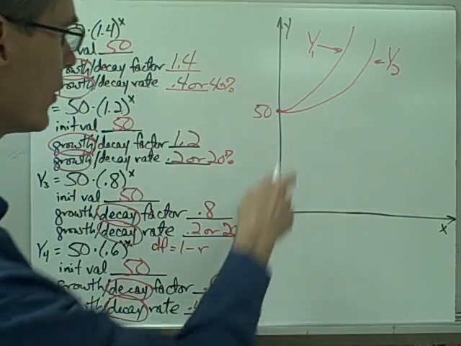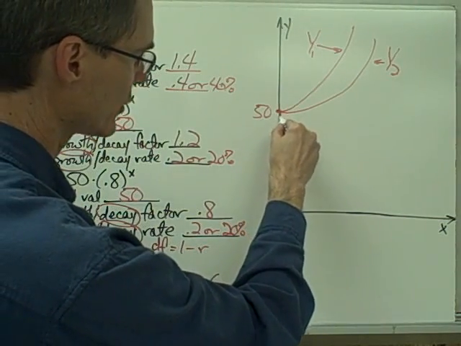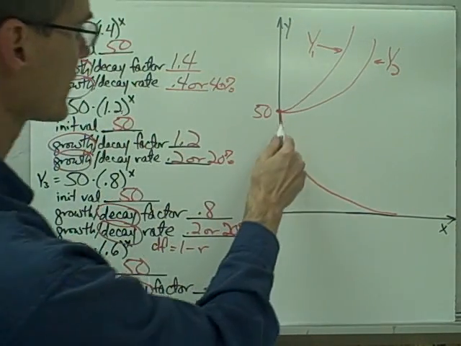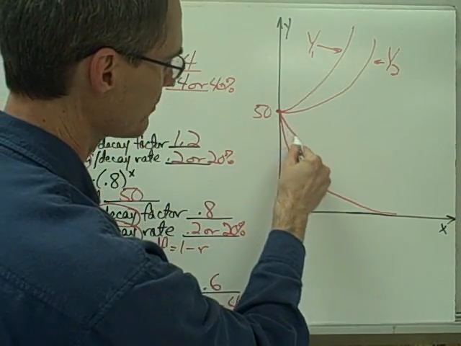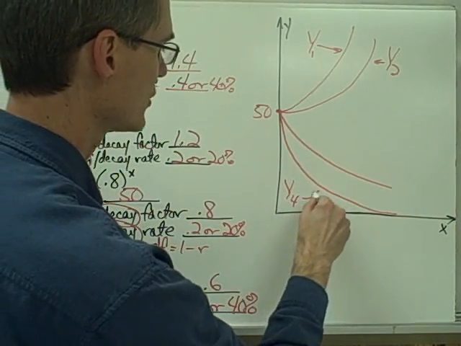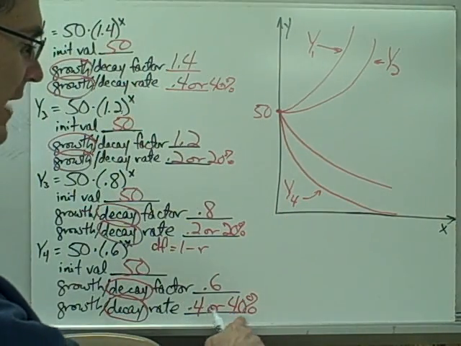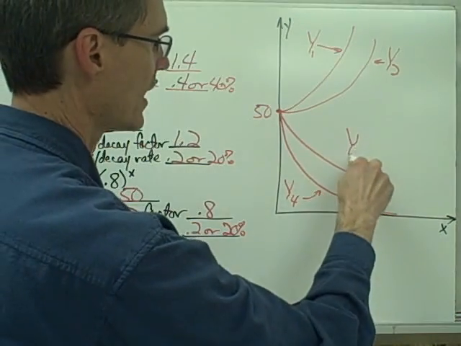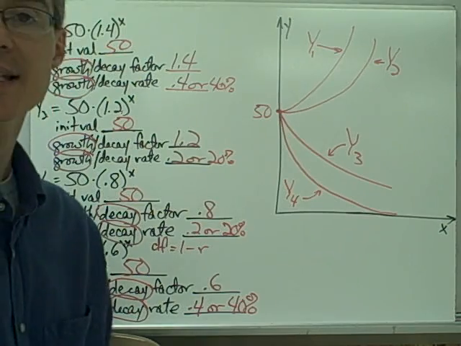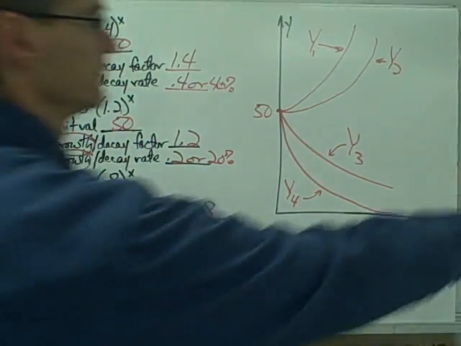So y4 is going to start here, and it's going to decrease very quickly. y3 is going to start at the same place. It's also going to decrease, but not as quickly as the one for y4. So here's y4, which decreases at the greatest rate. And this is y3, also decreasing, but not at quite as high a rate.